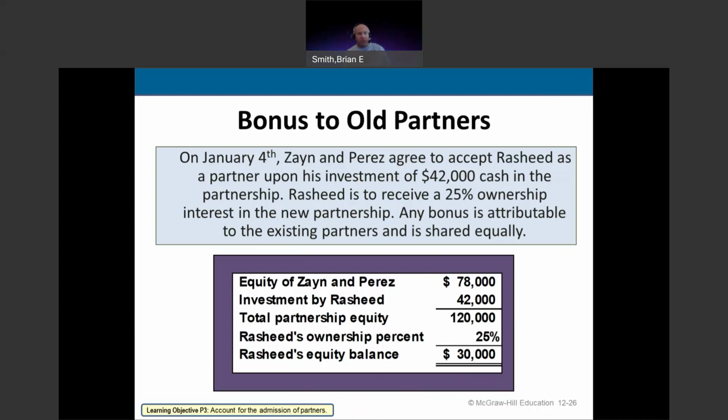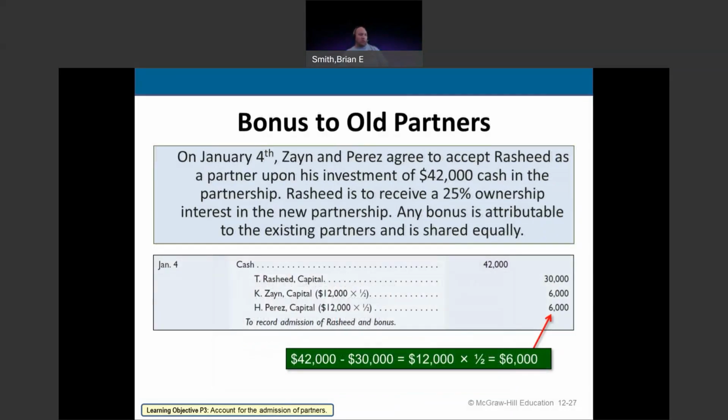But Rashid gave us $42,000, so that's $12,000 in excess of what Rashid would have got if he just got that straight deal. So we're going to take that $12,000 and distribute it equally among Zane and Perez. They're both going to get $6,000 in their capital account. So we see here that the journal entry is going to be a debit to cash of the $42,000. Rashid gets the $30,000, and then Zane and Perez get $6,000 apiece as a bonus.